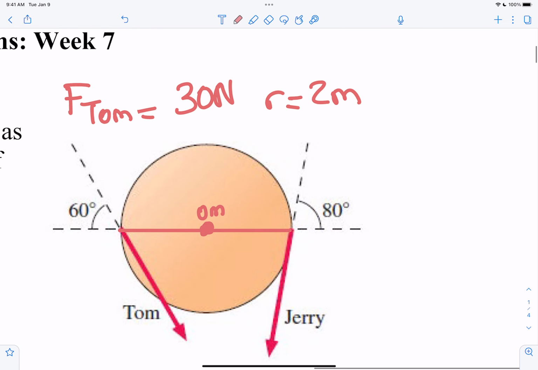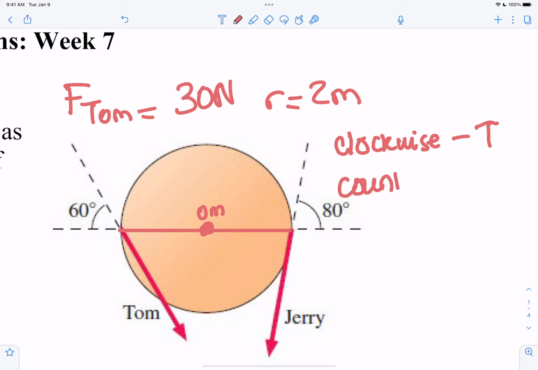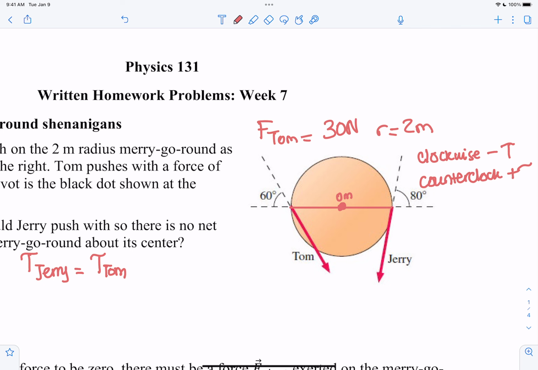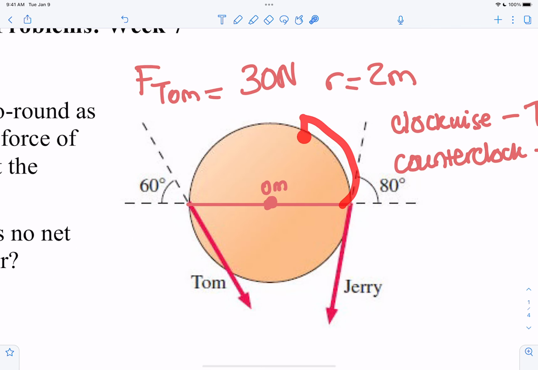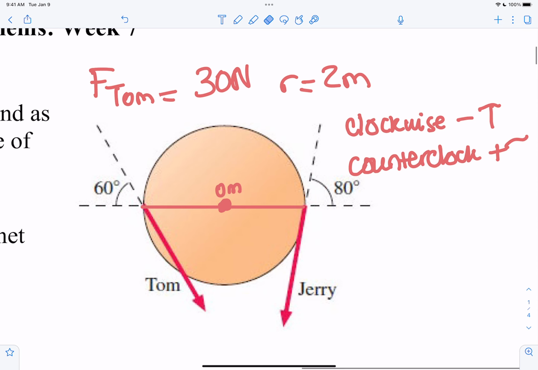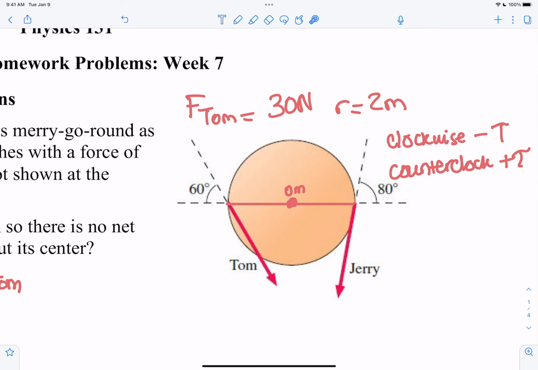So forget the alligator for a second, and let's just go by counterclockwise and clockwise. So clockwise is negative torque, and counterclockwise is positive torque, right? So that's our notation for torque, clockwise and counterclockwise. If you're going counterclockwise this way, if the force that you're applying helps push the merry-go-round in a counterclockwise fashion, then it's positive torque. And if it's going clockwise like this, as time does on a clock, then it's negative torque.